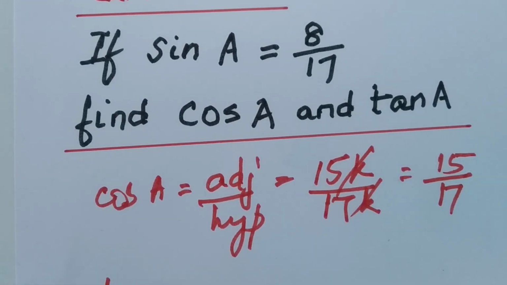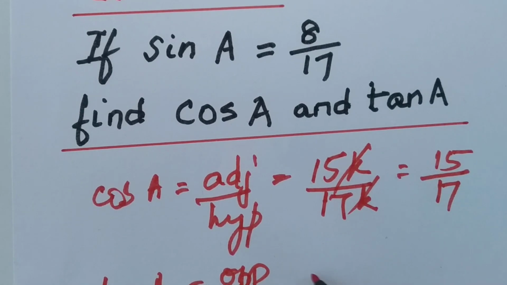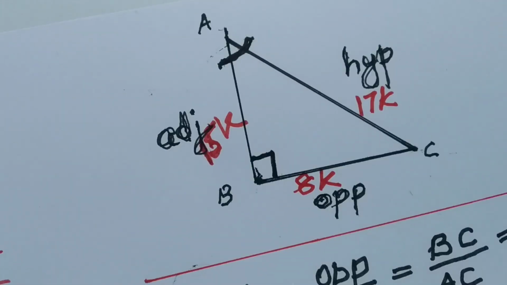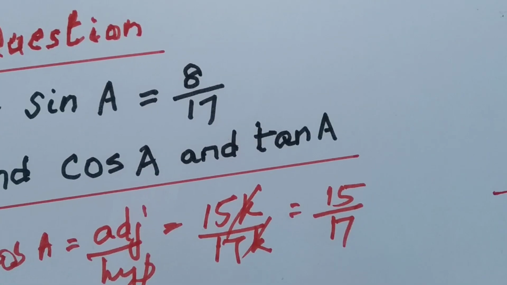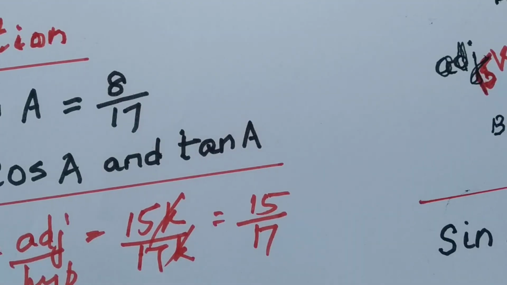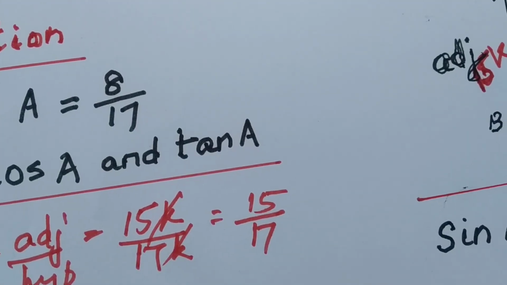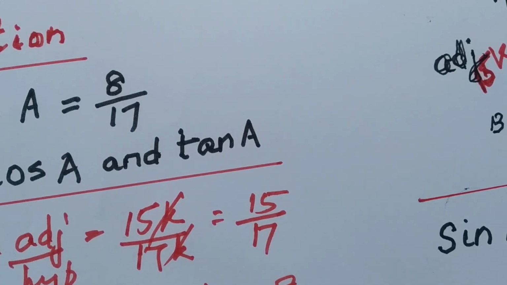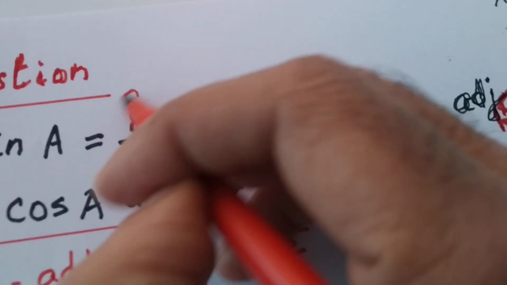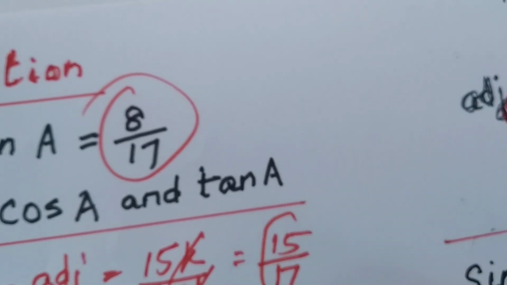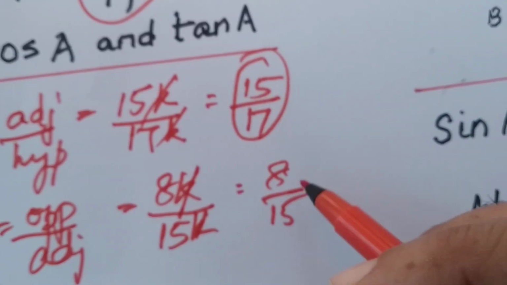Similarly, tan A is opposite divided by adjacent. Opposite is 8K and adjacent is 15K, which we derived from Pythagoras theorem. K and K get cancelled, so tan A is 8 by 15, and that's your answer. So sin A was already given, and we found out cos A and tan A.